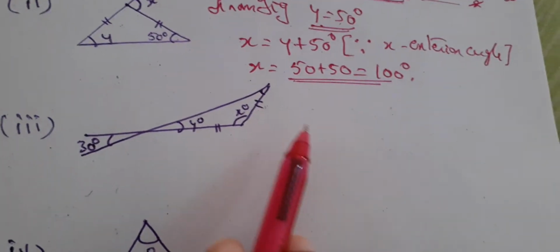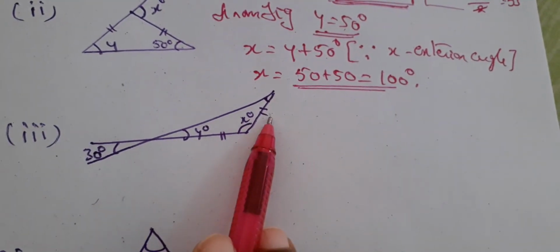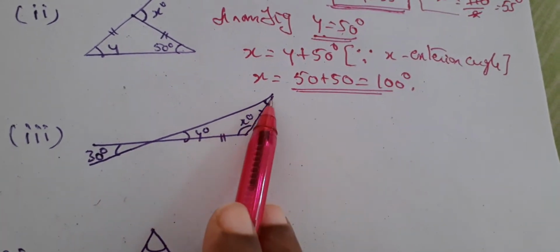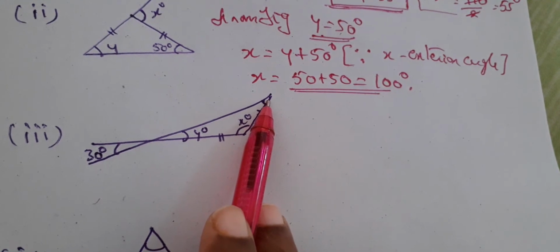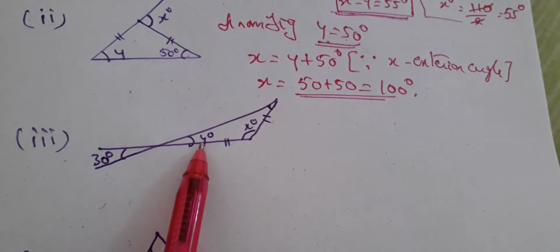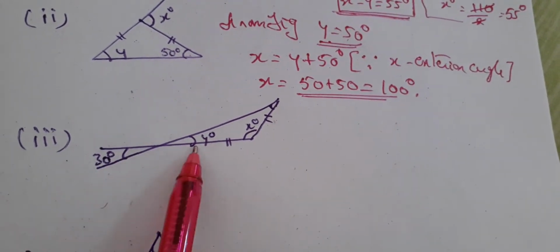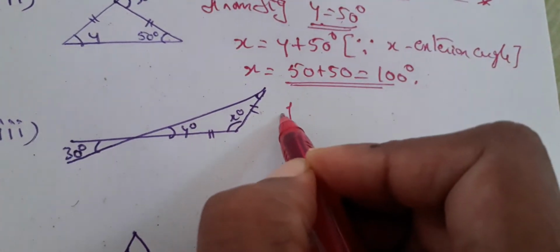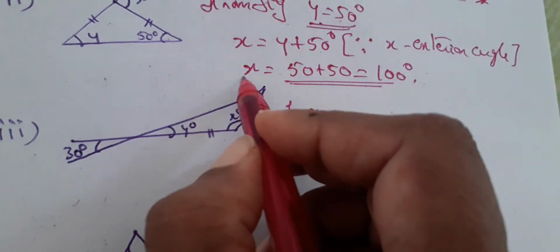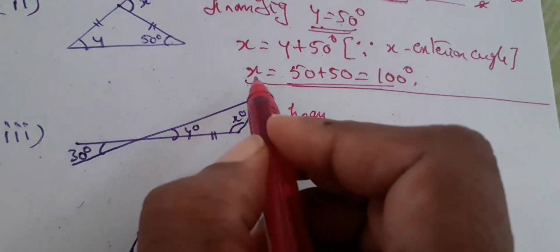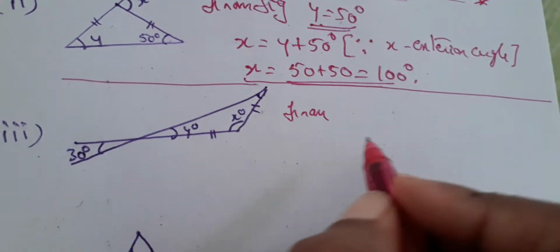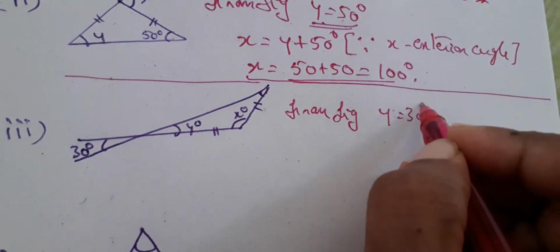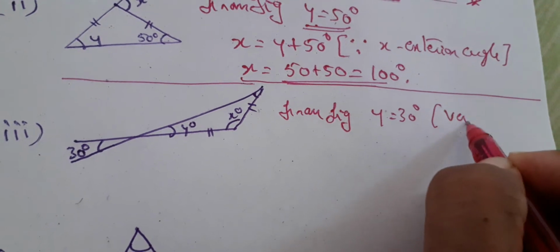Even in the next problem, these two sides are equal. That means these two angles are equal. So y is equal to this angle. Okay, and now how to find out y? y and 30 are vertically opposite angles. So this problem is done till here. Now from the figure, y is equal to 30 degrees, vertically opposite angle.